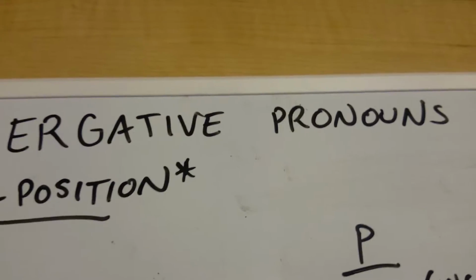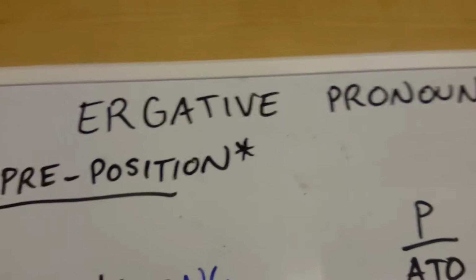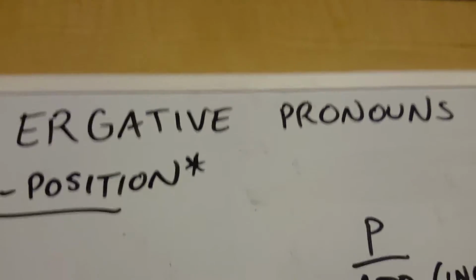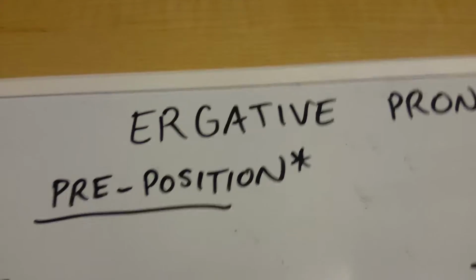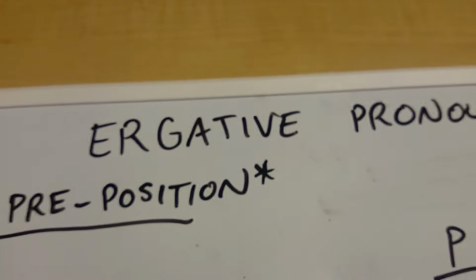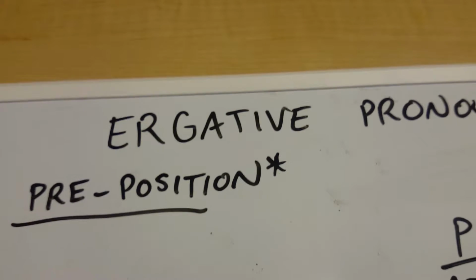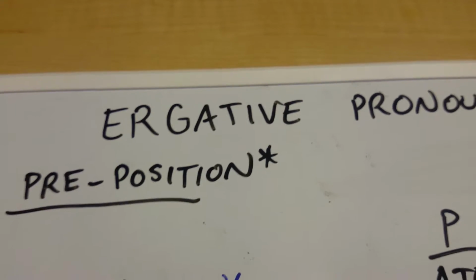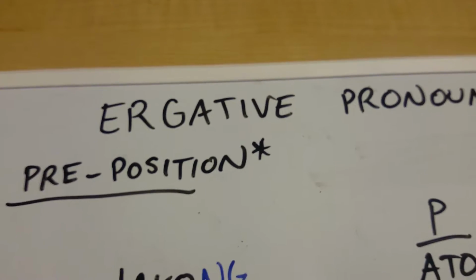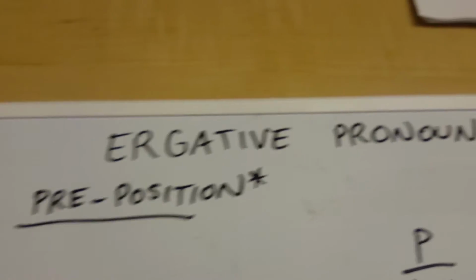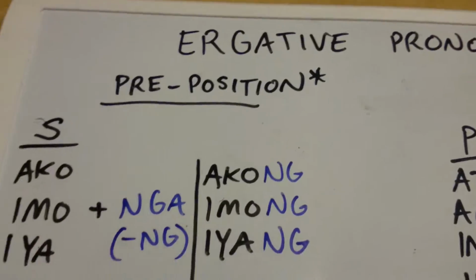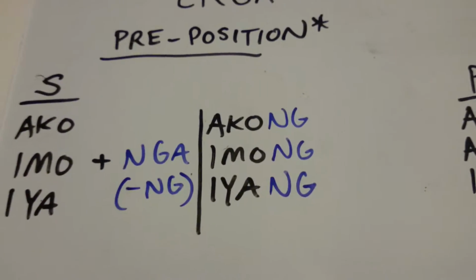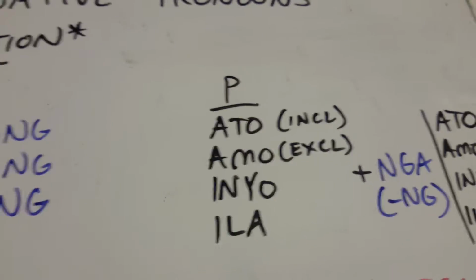But anyway, with the ergative case, or with this video, there's two positions with these pronouns, the ergative pronouns. The first one I'm going to show is the preposition. Then I'll make a next video that's going to show the postpositions, and then you'll understand why. It's kind of complicated, so listen carefully and bear with me because it's going to be long. So with the prepositions, we have our singular pronouns, and then our plural forms.